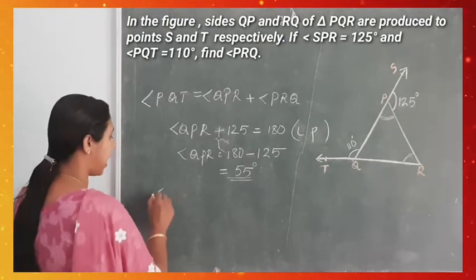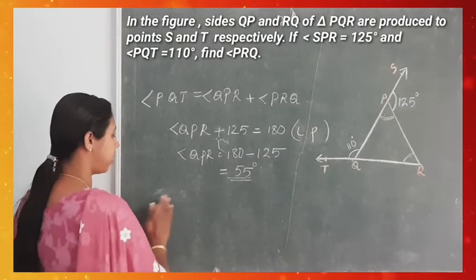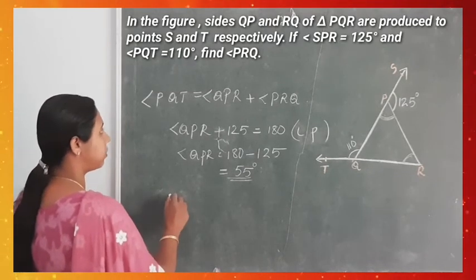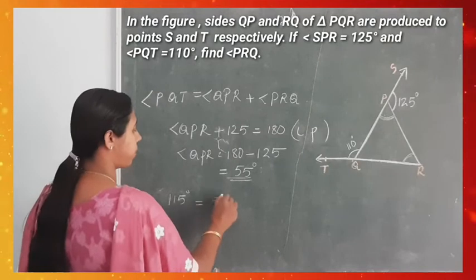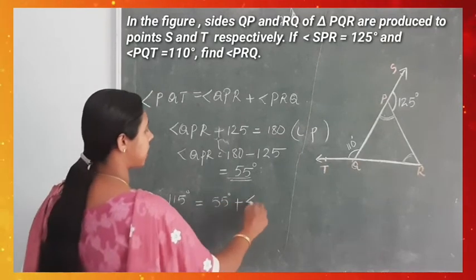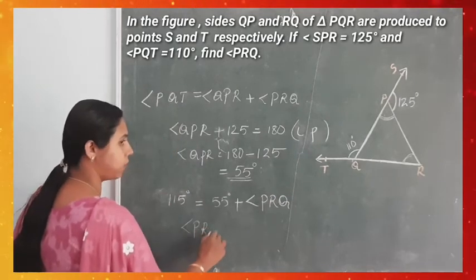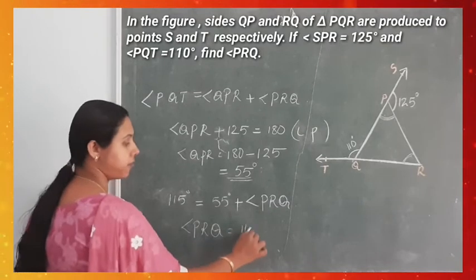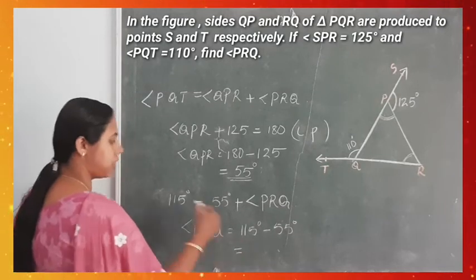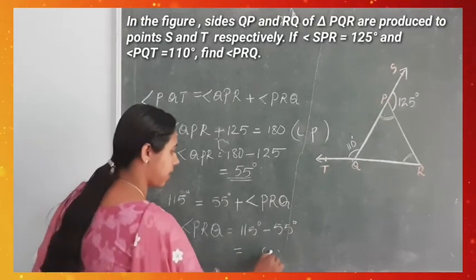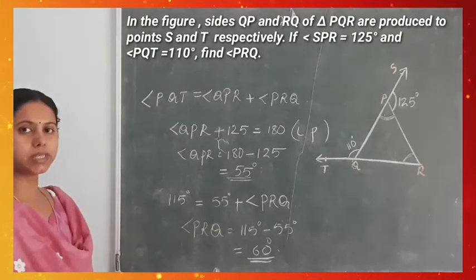So we can find out angle PQT. It's already given for you. You can substitute that. Angle PQT is equal to 115, equal to QPR, that is 55 degree, plus angle PRQ. So angle PRQ is equal to 115 degree minus 55 degree, which is equal to 60 degree. Angle PRQ is equal to 60 degree.